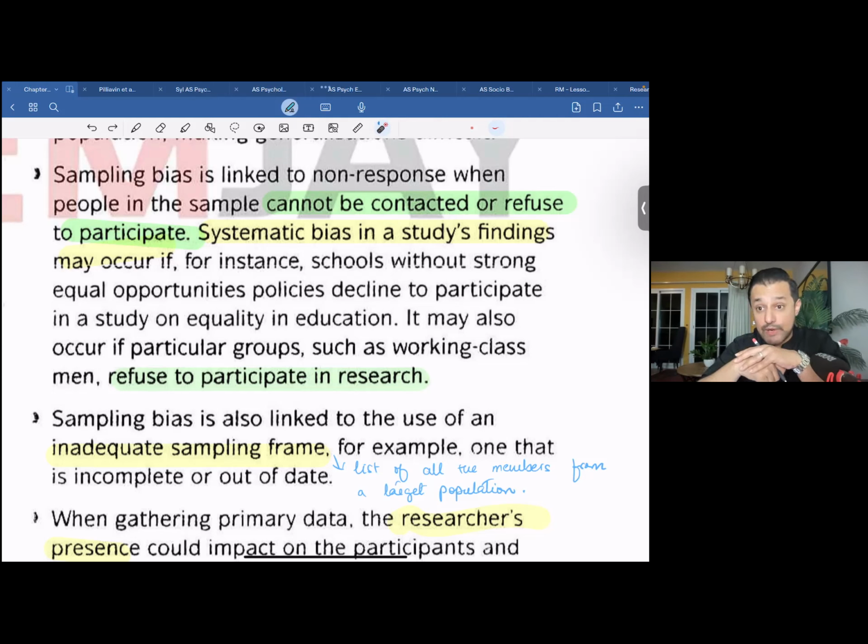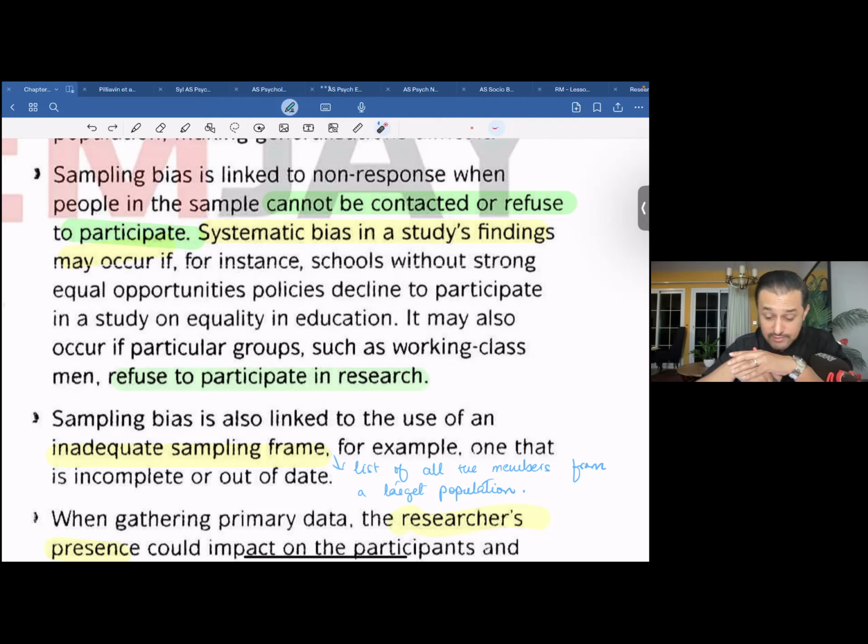Let's just say you picked up 20 chits, right? Out of those 20 chits, you tried contacting them. When you started contacting them, you realized that only 14 of them were ready to participate in the research and 6 of them refused to, right? Or there's a possibility that you might not have been able to get in touch with any two of them, any three of them, any of them, right? So sampling bias is also linked to non-response from people in the sample who cannot be contacted or who refuse to participate.